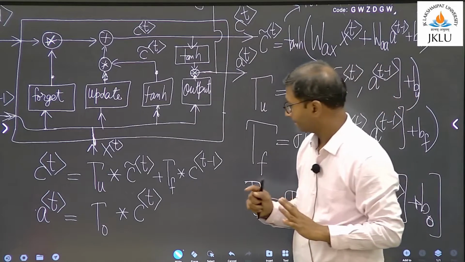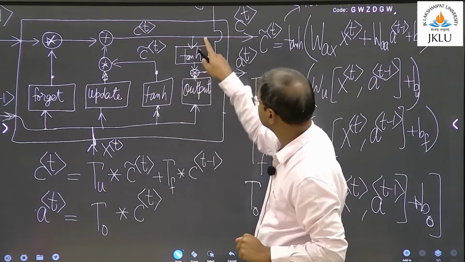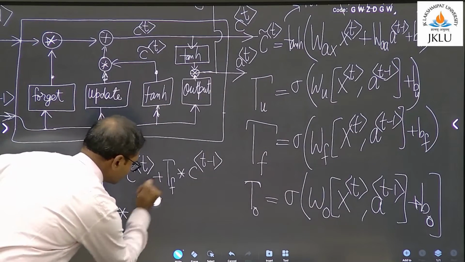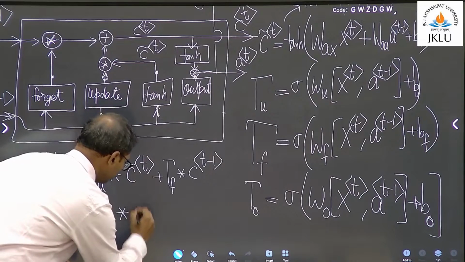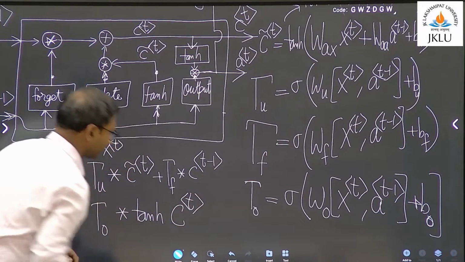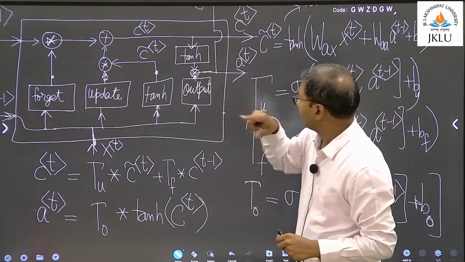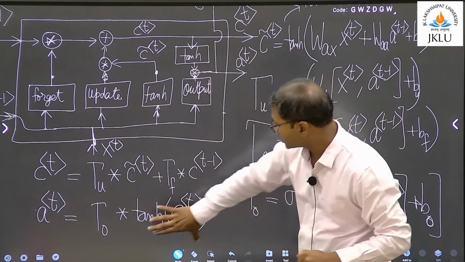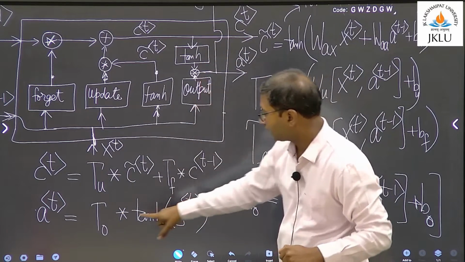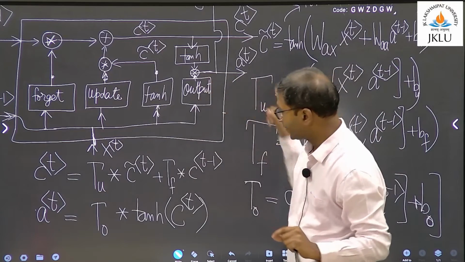Okay. What about at? At is here. You take ct and tanh is missing here. So this part is coming from ct and tau o is coming from here. What is this sign? Element wise multiplication, and that becomes your at.